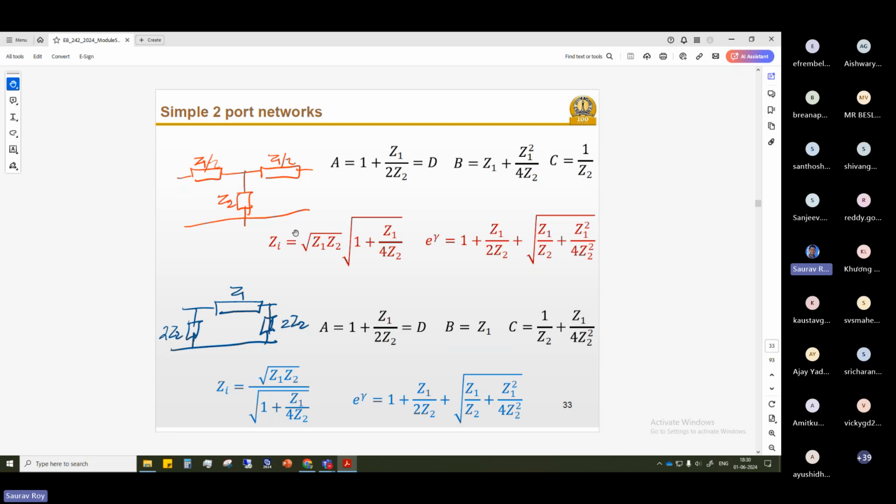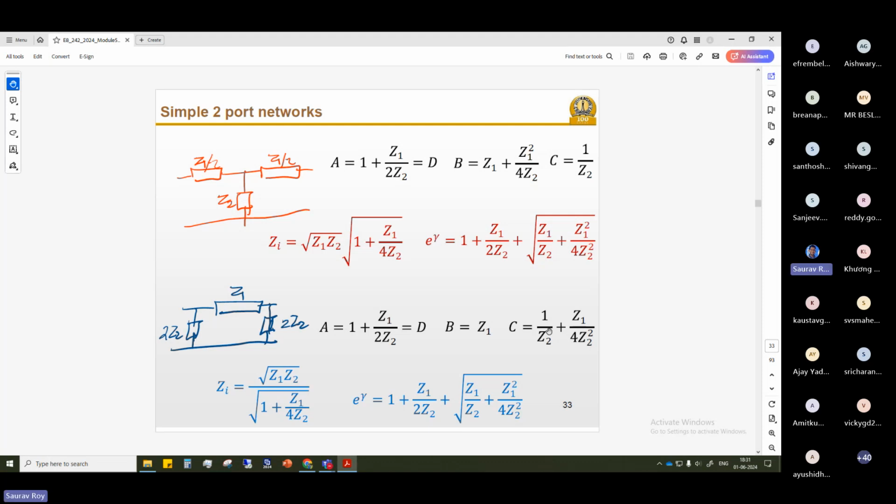Then you can first calculate ZI, the image impedance, which is the impedance value you can terminate for port 1 or port 2. From the previous equations, you can also calculate e to the power gamma, which is nothing but the propagation factor. If you know e to the power gamma, you can calculate alpha and beta. Similarly, the same analysis you can do for the second circuit. ABCD parameters are very easy to calculate. Once you know this, you can calculate ZI and e to the power gamma. These are the important characteristics for the microwave filter.